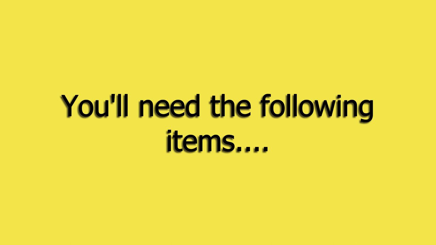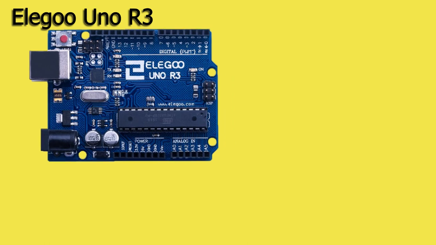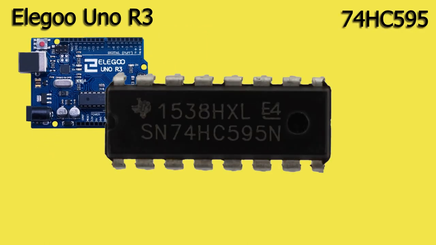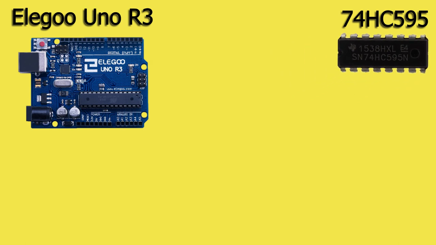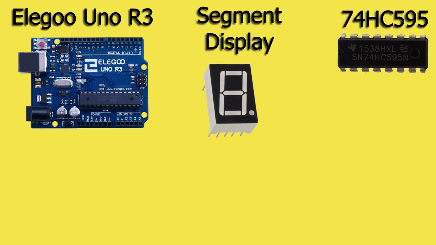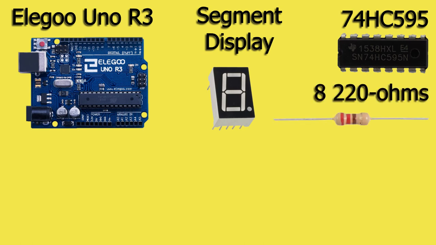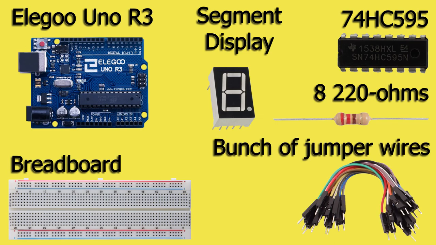For this lesson, we'll need the following items from your kit: the Elegoo UNO R3 board, the 74HC595 shift register IC, 7 segment 1 digit display, 8 220 ohm resistors, the breadboard, and a bunch of male-to-male jumper wires.